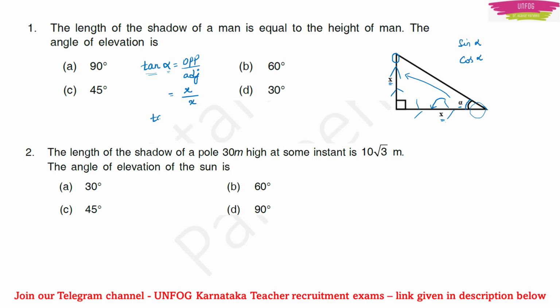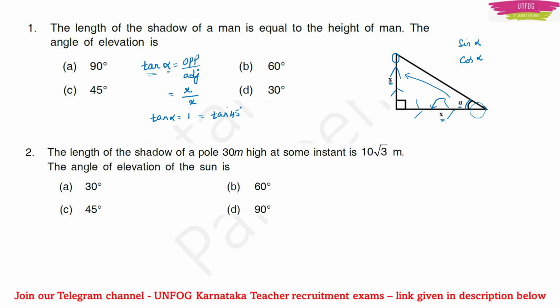So what did my tan alpha become now? Tan alpha became 1. And when will tan alpha become 1? It will become 1 only if the angle is 45 degree. See, you should perfectly know the values of the standard angles. If you know that, then only it will be easy. That table is there, no, the trigonometric standard angles table.